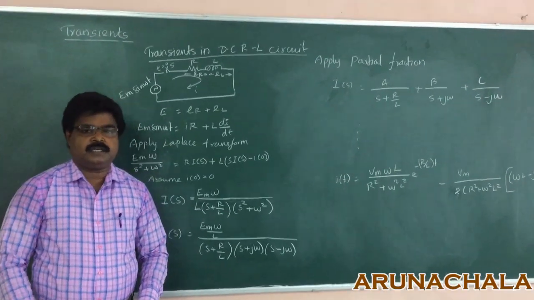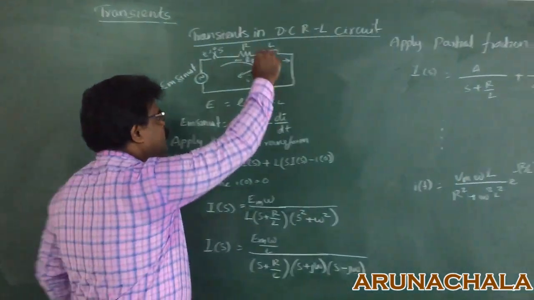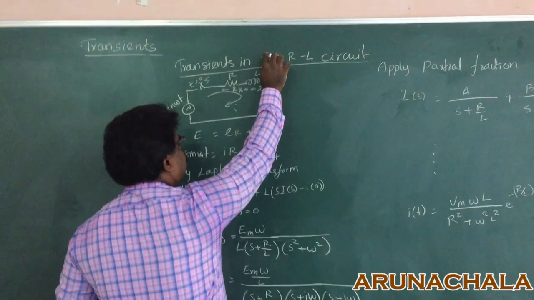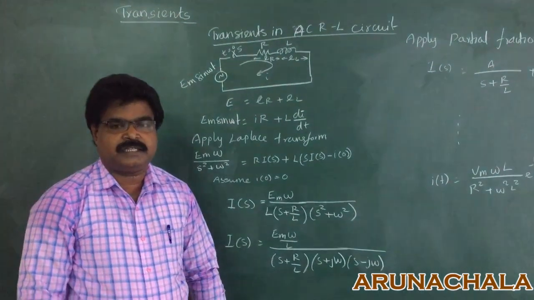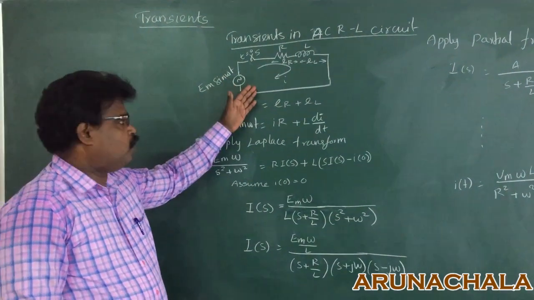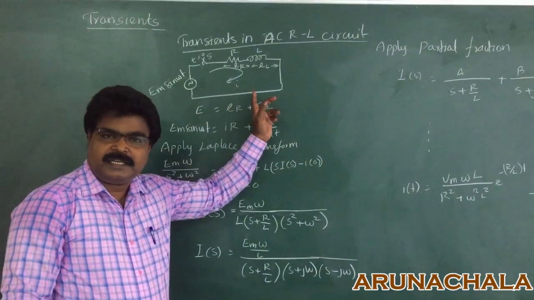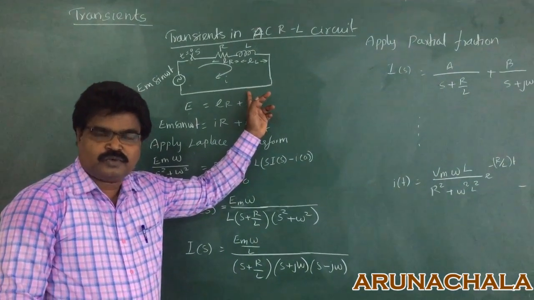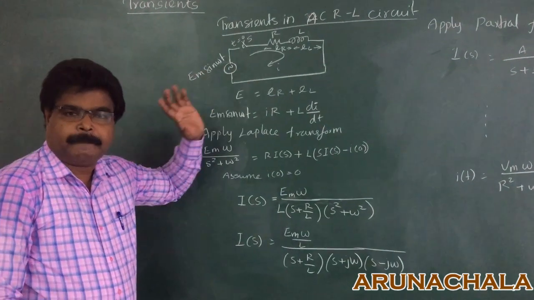So now how will you calculate the RL transient for an AC circuit? First we calculated for the DC circuit, now the RL transient for the AC RL circuit. Look into the circuit, what is the difference? The only difference is the voltage source. Initially it was a DC voltage source, now it is an AC voltage source, that is Em sin omega t.